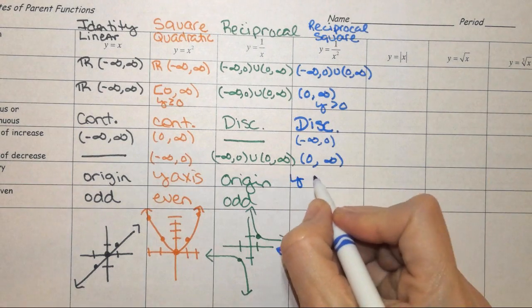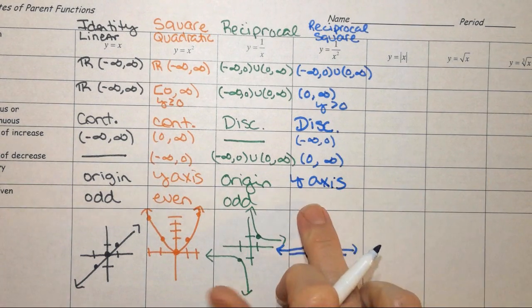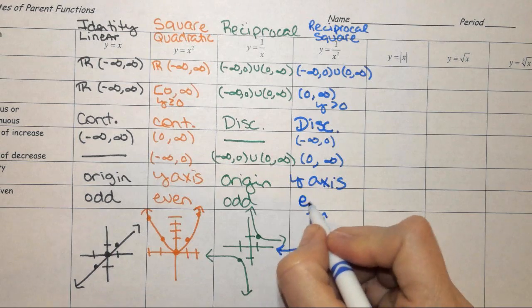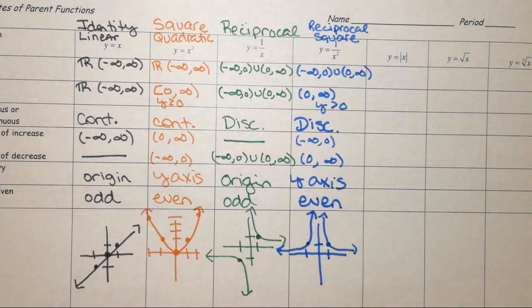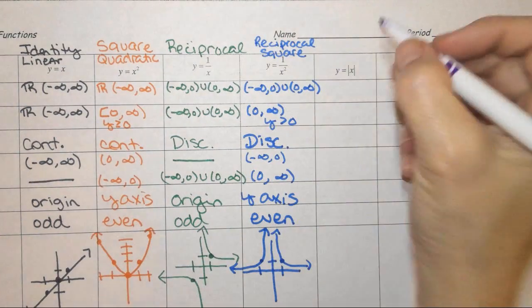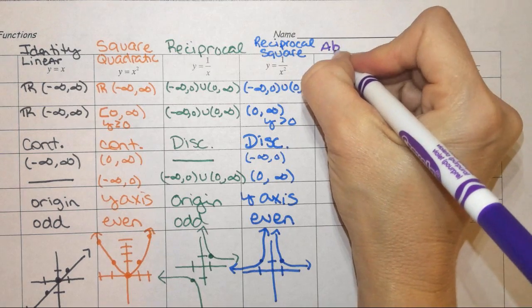This graph is symmetric to the y-axis. Because it's symmetric to the y, we're going to call it an even graph. The next function we're going to look at is called your absolute value function.